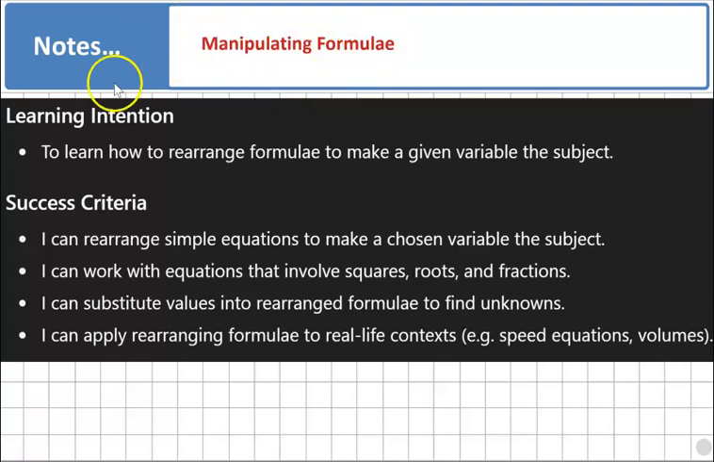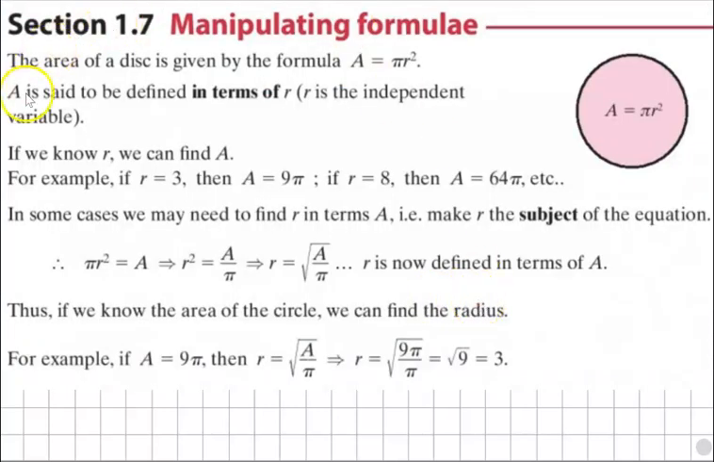Manipulating formulae. Learning intention: to learn how to rearrange formulae to make a given variable the subject. The area of a disk is given by the formula A equals pi r squared. So here we have a disk or a circle, and the area is pi r squared.